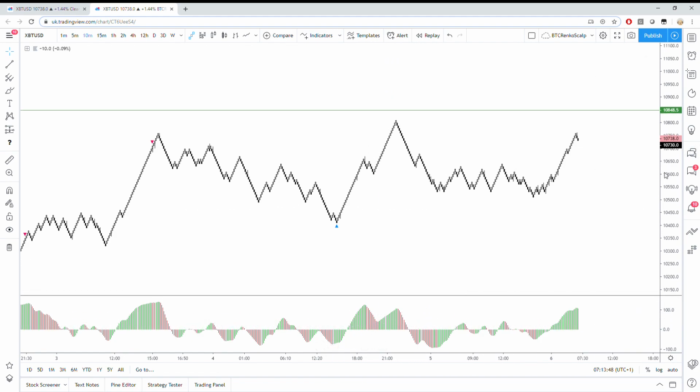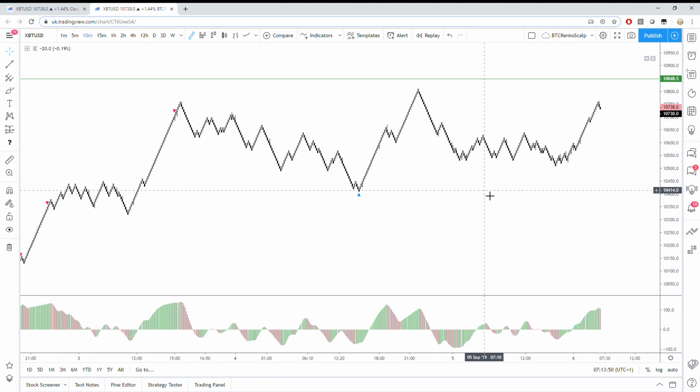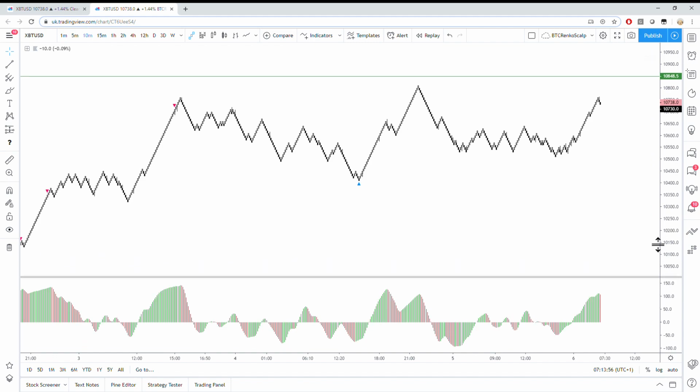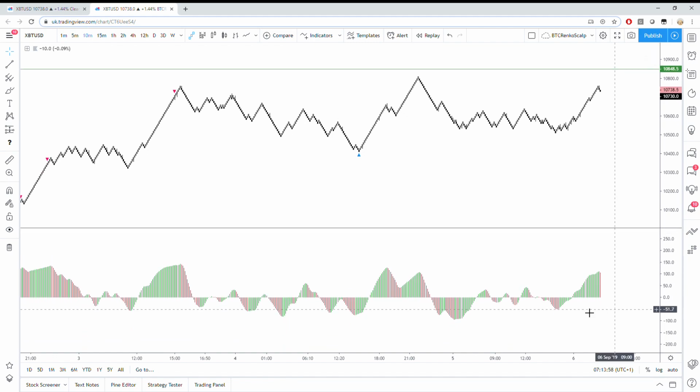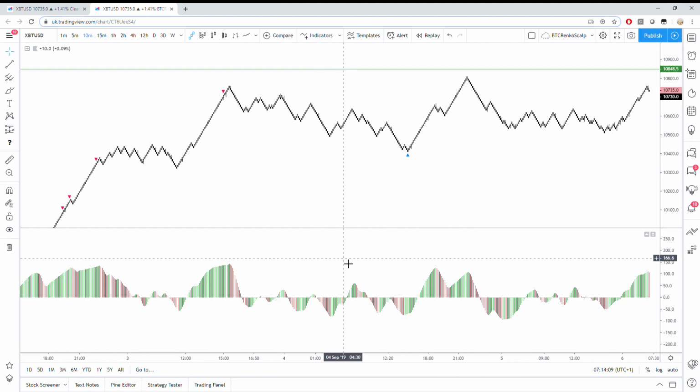So first of all, the Awesome Oscillator is a measurement of momentum. Think about it in terms of the strength of the trend, the strength of the price action. There are two sides to the Awesome Oscillator. We've got the bullish side, which is obviously above the zero line, and we've got the bearish side, which is below the zero line. What we look for is peaks and troughs in the Awesome Oscillator.